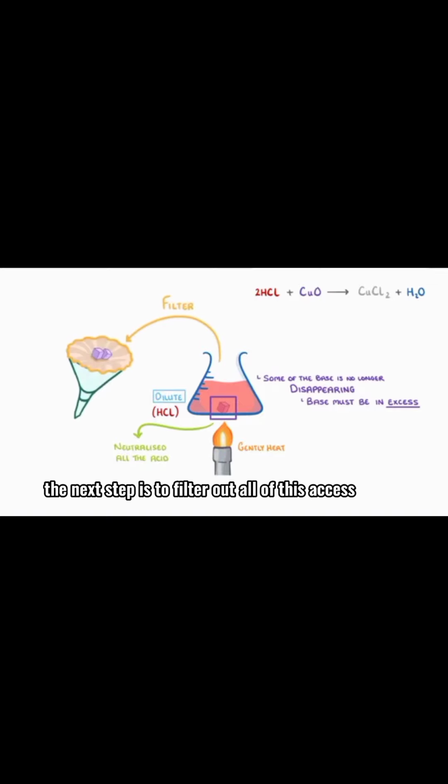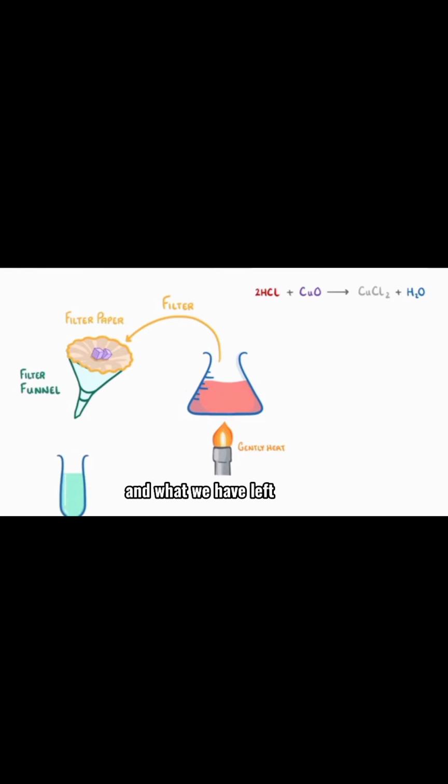The next step is to filter out all of this excess copper oxide, using filter paper and a filter funnel, and what we have left should be the dissolved form of our soluble salt, in this case copper chloride. In order to get pure solid crystals of copper chloride though, we'd need to gently heat up our now filtered solution and evaporate off some of the water.